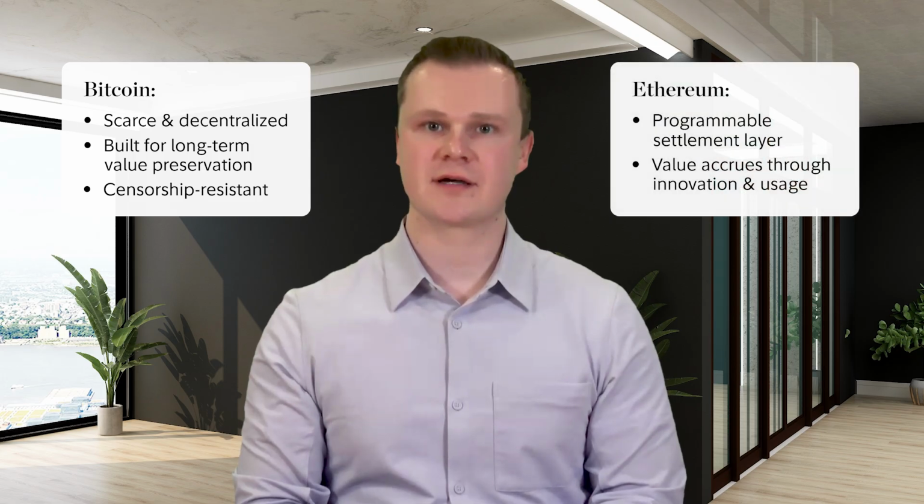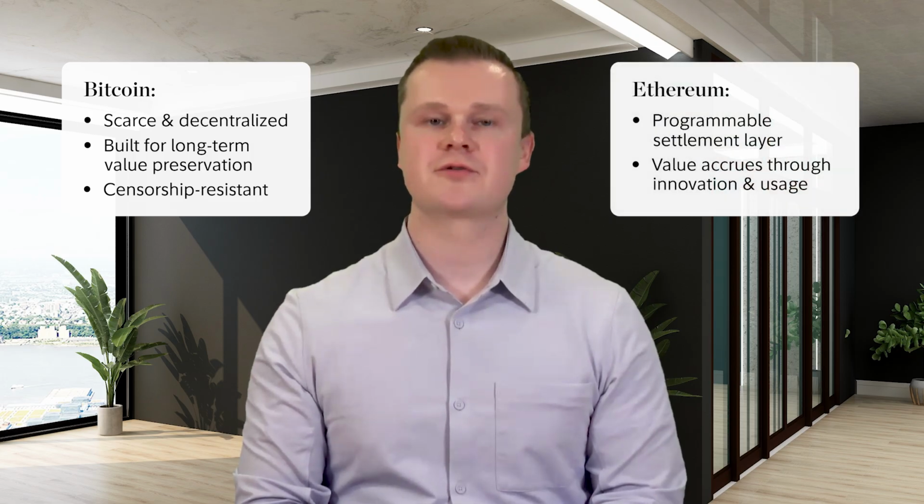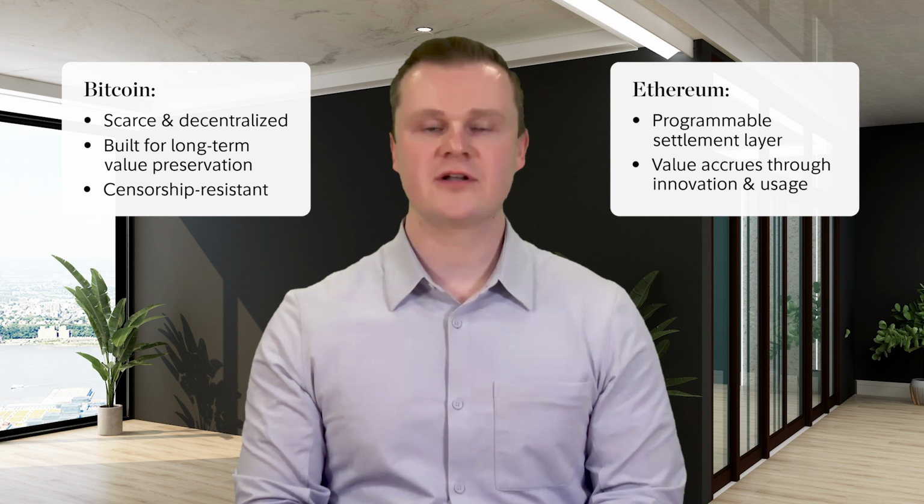To understand why stablecoins matter, it is important to understand how fundamentally different they are from assets like Bitcoin and Ether. Most digital assets are designed to fluctuate in price. Bitcoin is a scarce, decentralized asset optimized for long-term value preservation and censorship resistance. Ethereum functions as a programmable settlement layer, with value accruing to the Ether token through innovation. Volatility isn't a flaw in these systems, it's part of price discovery. Stablecoins are designed to do the opposite.